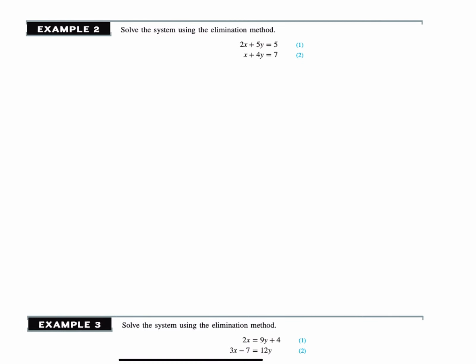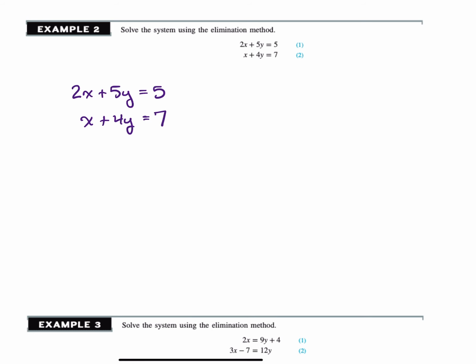So example 2, let me write these out. We have 2x plus 5y equals 5. Then we have x plus 4y equals 7. And we want to take the same approach. We want to solve this via elimination.